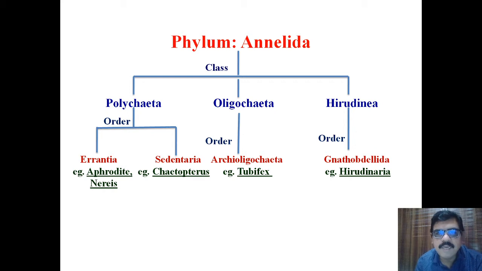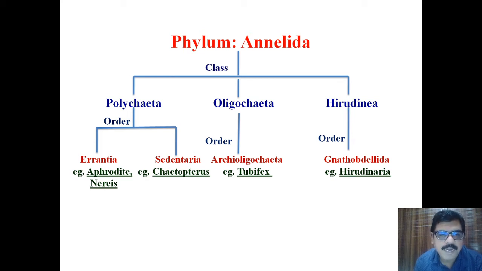Then the classification of phylum Annelida. This phylum is divided into three classes: one is Polychaeta, another is Oligochaeta, and the third is Hirudinea. We have to study three examples from Polychaeta. These three examples are from two orders, one is Errantia and another is Sedentaria.